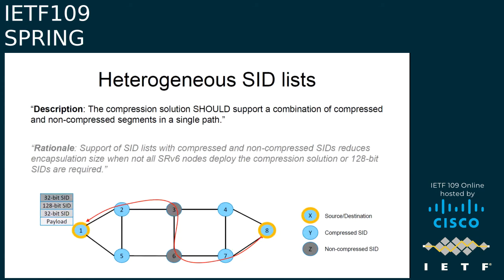So for the heterogeneous SID list, we hope the compression solution can support a combination of a compressed and original segment in a single pass. So this is a little bit different from the requirement item we just mentioned for the coexistence item. This allows one pass to go through both compressed and non-compressed segments.